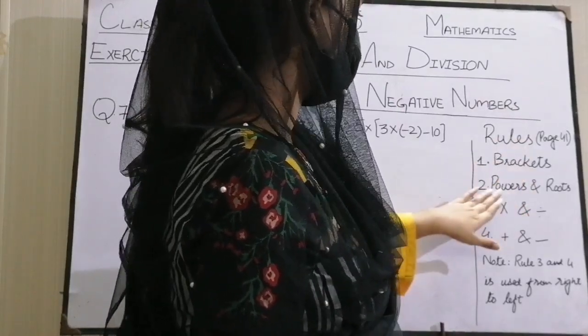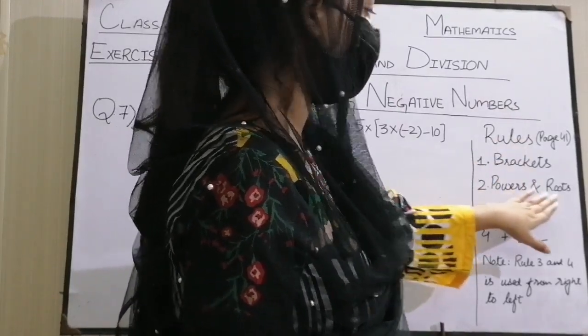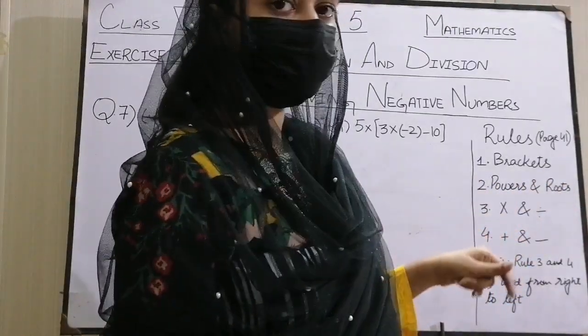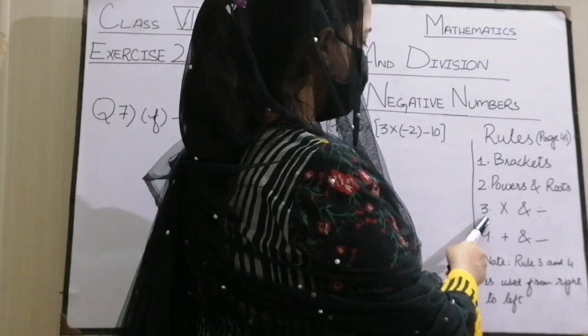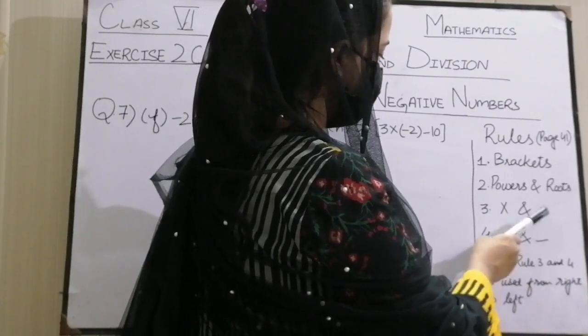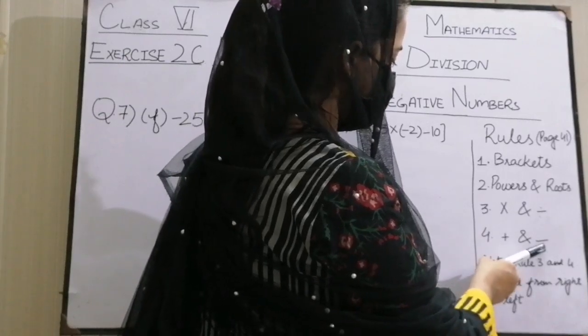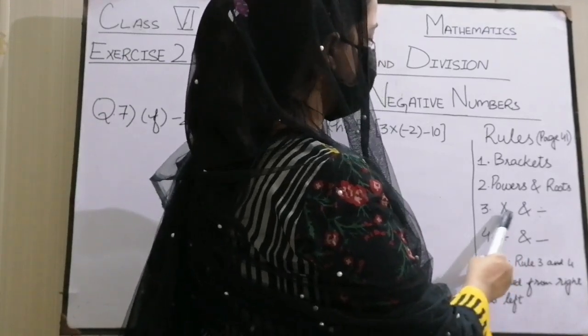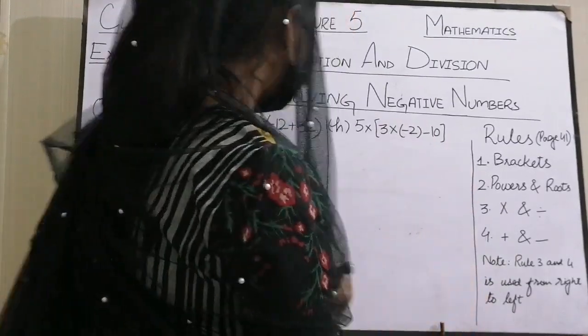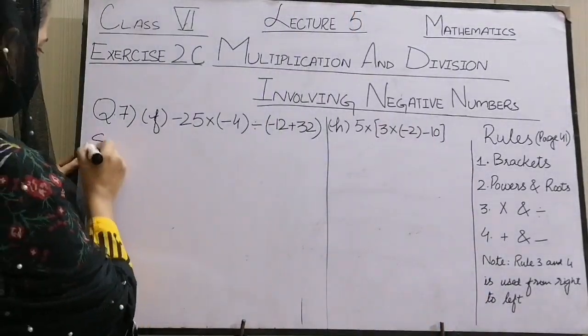First, brackets. Second rule is to solve powers and roots like squares, square roots, cube roots. Step 3 is to multiply and divide. Step 4 is to add and subtract. You have to multiply and divide from left to right. Let's start the question.